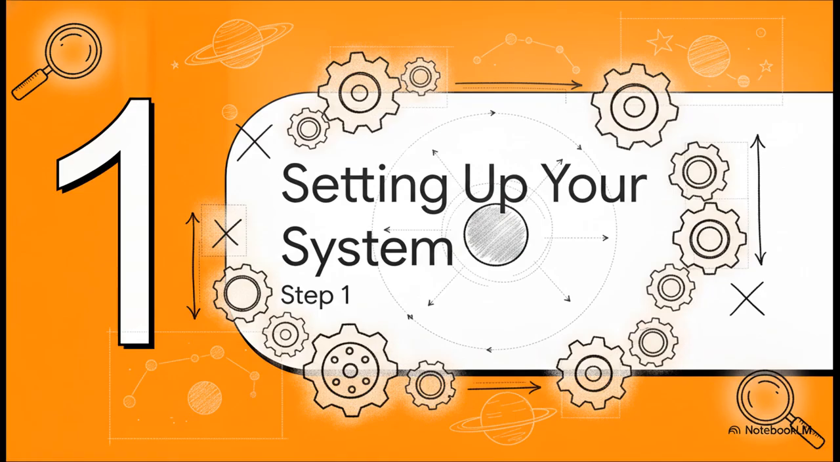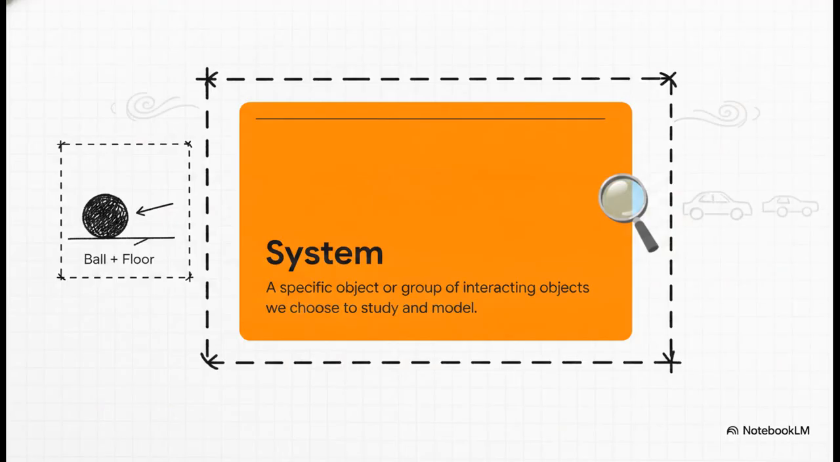Okay, part 1, setting up your system. Before we can even begin to figure out how things interact, we have to isolate exactly what we're looking at. Science can get incredibly complicated if we try to calculate everything in the universe all at once, so we really need to narrow our focus. Actually, think of it like drawing a giant imaginary box around the things you care about for your experiment. If we're studying a rolling ball, our system might just be the ball and the floor it rolls on. We intentionally ignore the wind outside, the cars driving by, the whole shebang, because separating the system from the rest of the environment is what allows us to model things clearly and accurately.